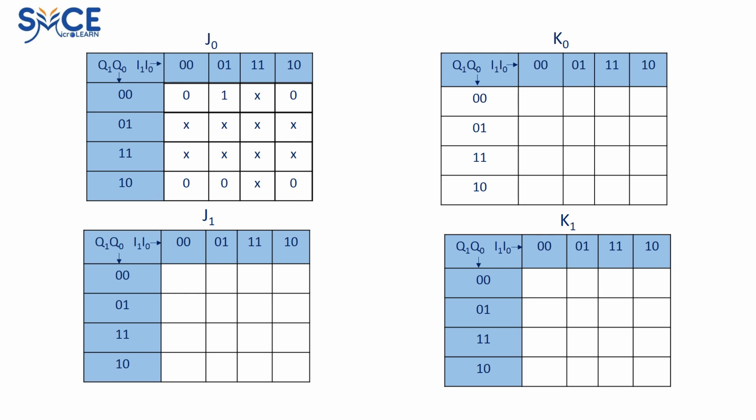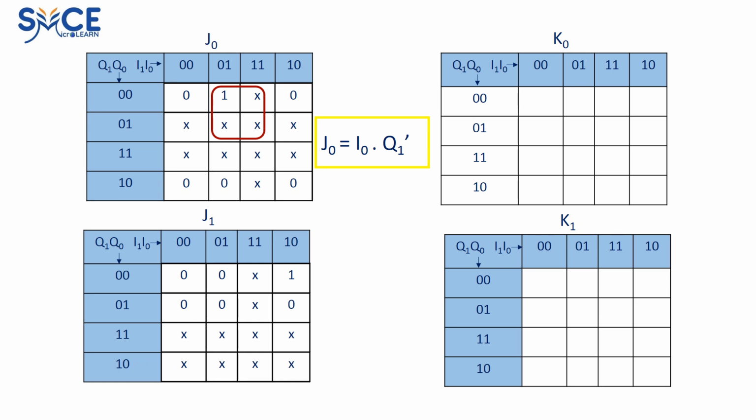We may combine the 1s with the don't cares to form the combinations. In the first K map, the biggest combination possible is a quad as shown. From the quad, we get the Boolean expression for J0 as J0 is equal to I0 ANDed with Q1 complement as shown on the screen. Similarly, let us now make the entries for J1. In this, again, the highest combination is a quad that can be formed by rolling the K map so that the top row meets the bottom row. From the quad thus formed, we get the expression for J1 as I1 ANDed with Q0 complement.